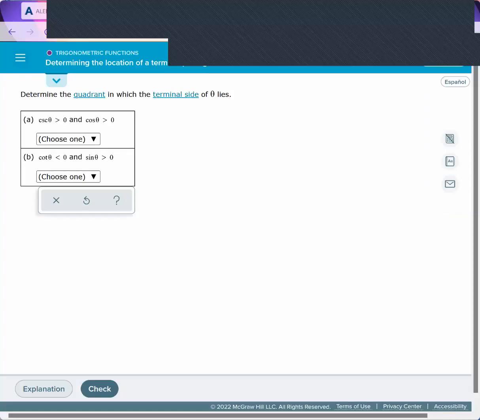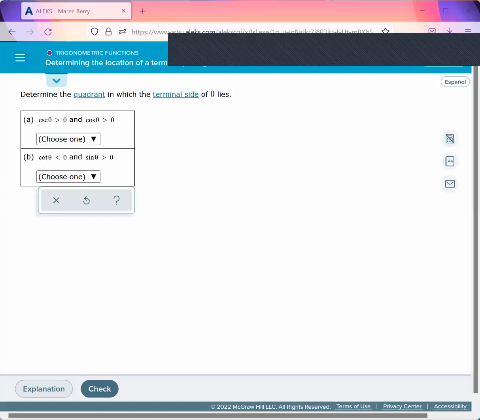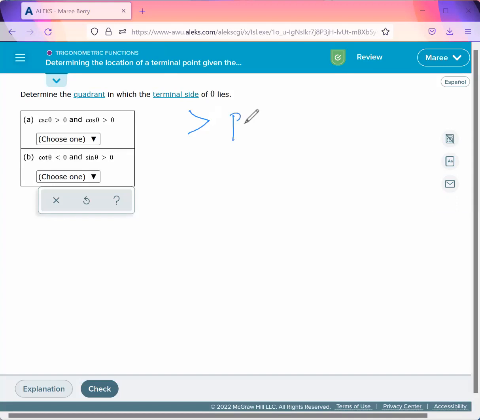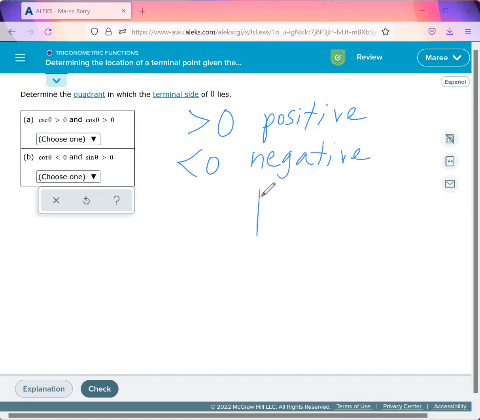So we're going to be talking about determining the location of a terminal point given the signs of trigonometric values. If you see the symbol, that means positive. Well, what I meant to say was, oopsies. If you see greater than 0, that means it's positive. And if you see less than 0, that means it's negative, okay? So I'm going to show you really quick.